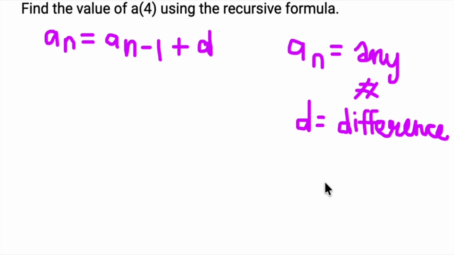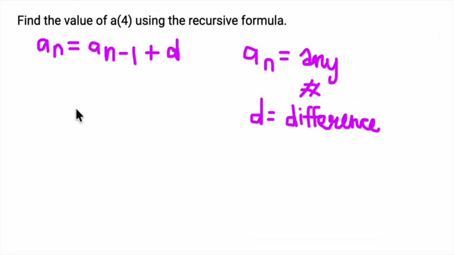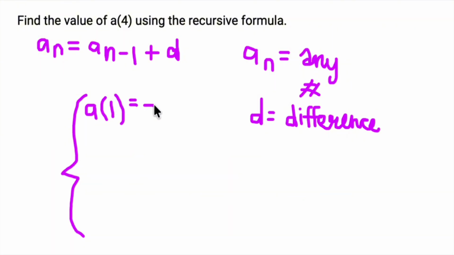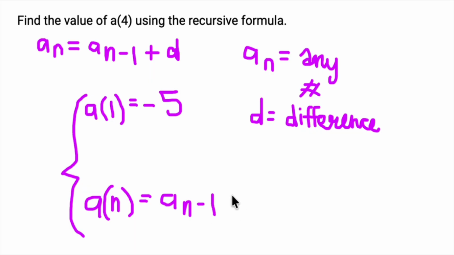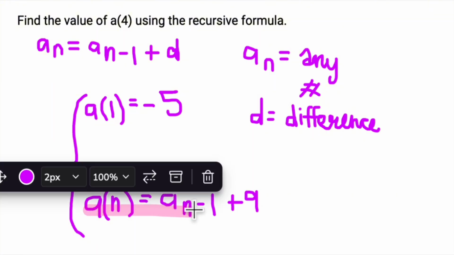So now I'm going to create a sequence for us to find the value of a4. a1 basically means our first term of the sequence, and I'm going to say a1 equals -5. And we are going to have any number an equals an minus 1 plus 9. This is going to be our formula where we plug in the number.